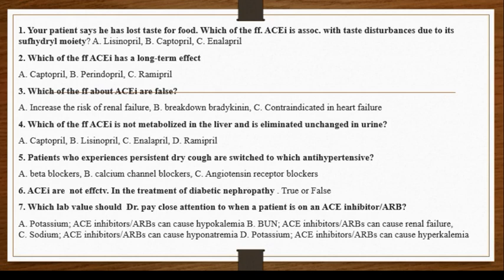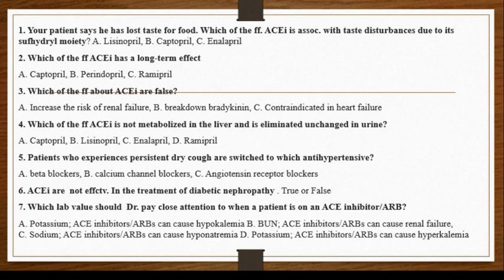Okay, so the best answer here is as we've seen already. ACE inhibitors increase the risk of renal failure, particularly as we've seen if taken with both NSAIDs and diuretics. However, they do not increase the breakdown of bradykinin, rather they decrease it, as we've said earlier on, and they are usually used as a first line of treatment in heart failure. So B and C will be the wrong answers, or will be false.